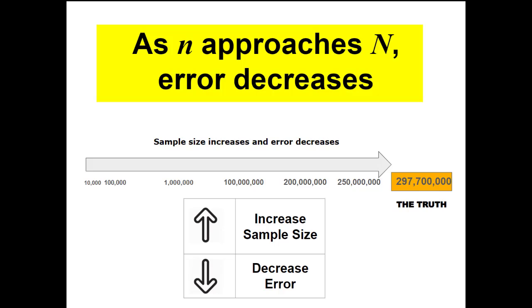So as my sample size, little n, approaches the population size, big N, error decreases. If I were able to obtain 297,700,000 people and test them for heart disease, and then allow for the 30 million that had already been diagnosed with heart disease, then I would actually know the true population parameter of people that have heart disease in the United States. As a sample size increases, the error decreases.